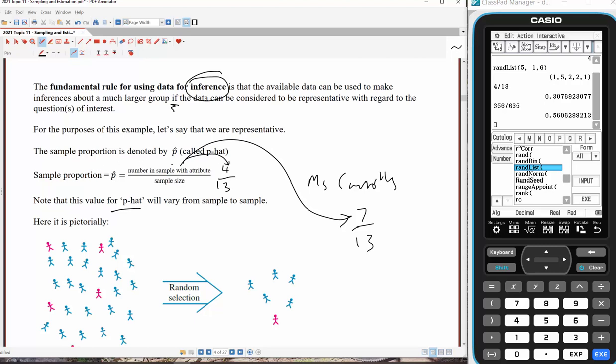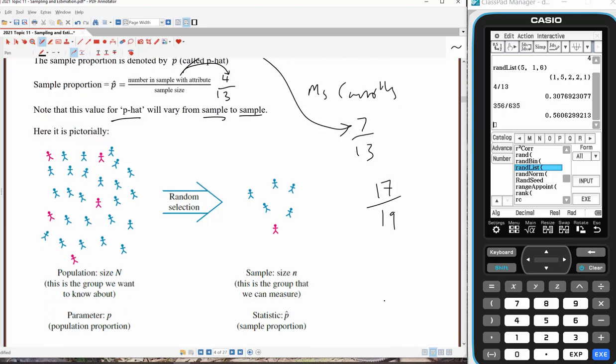So this varies. The number in the sample with the attribute will vary from sample to sample depending on who's being sampled. You ask a year 7 class, my year 7 class, you know how when you're young you want to try everything out, and they might be 17 out of 19 students who play an instrument. So here's how it looks pictorially.